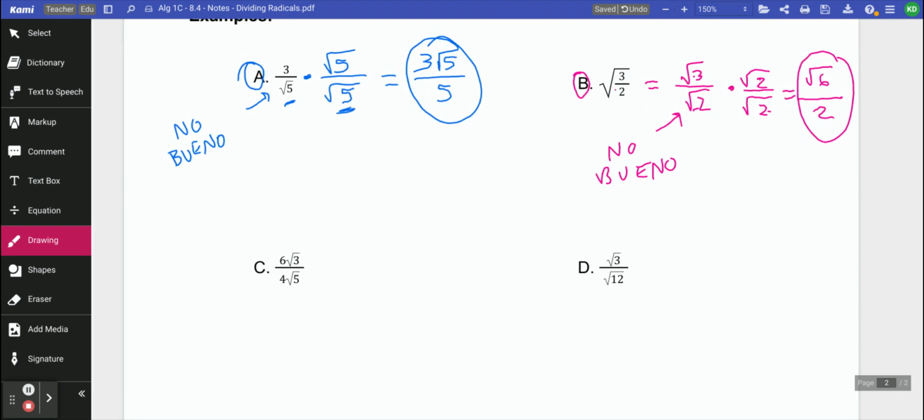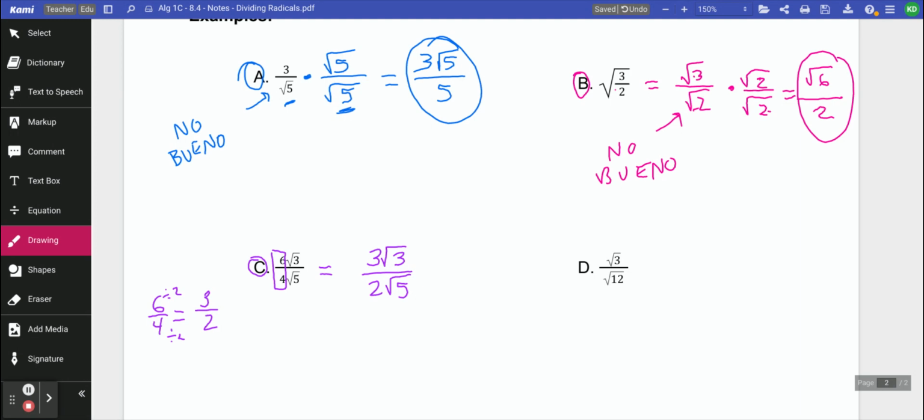So for C, here we have something that we can simplify. If I look at my outside numbers, I see 6 over 4. If I just said the fraction 6 over 4, we can simplify this because these are both divisible by 2. If I divide the top and the bottom by 2, the same way we multiply the top and the bottom by the same number, I can divide by the same number. This really becomes 3 over 2. So I'm going to rewrite this as 3 radical 3 over 2 radical 5. We just simplified the 6 over 4 to 3 over 2.